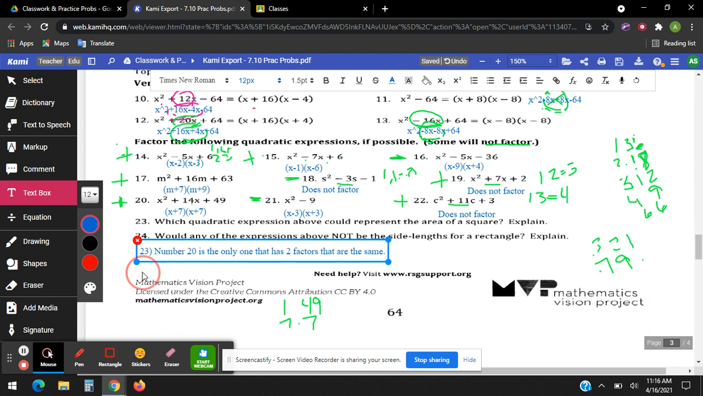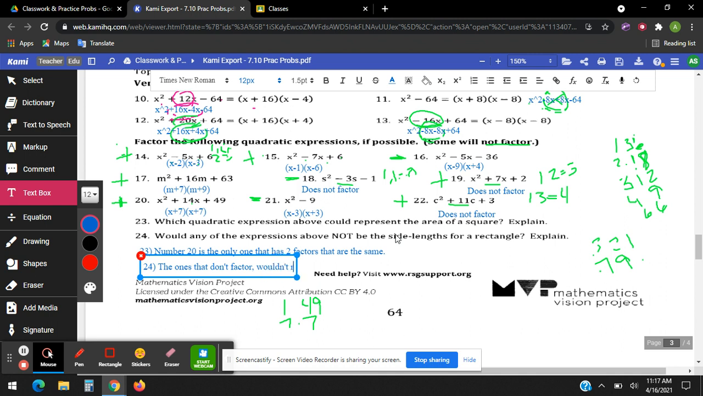All right, 24. Would any of the expressions above not be side lengths for a rectangle? Explain. Really, all of these could be rectangles, right? Because you can either take away or add, but probably not these guys, because if they don't factor, they're probably not going to be rectangles. So the ones that don't factor wouldn't create them.